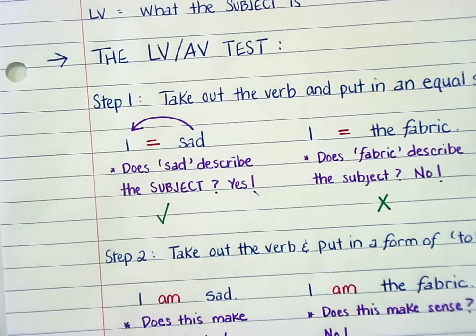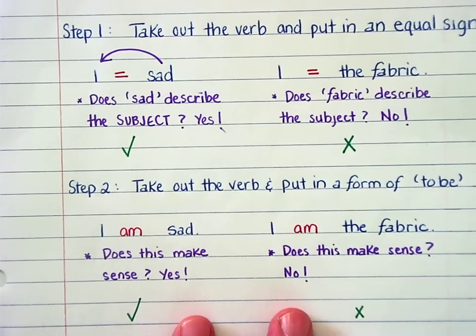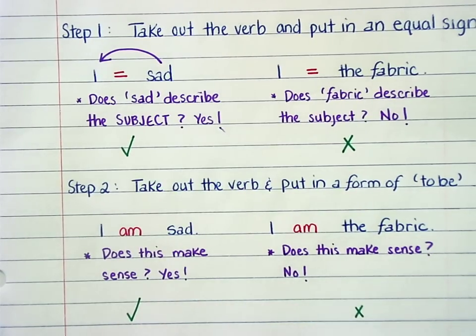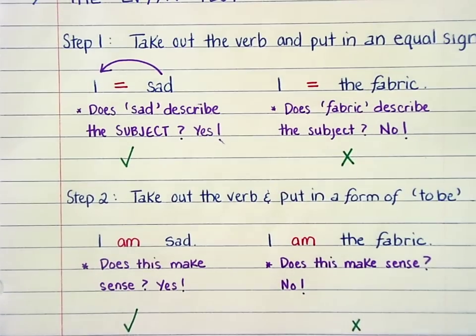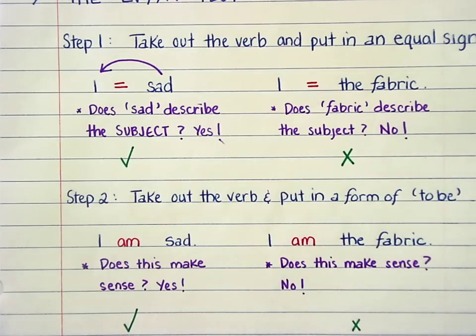In step number 2, you take out the verb again, only this time you put in a form of to be. Am, are, is, was, were, be, being, been. Put in the form of the verb to be that makes sense. So if it says we, you'll say we are, not we is. In this sentence, I feel sad, I take out the word feel and put in I am sad. Does it still make sense without changing the meaning? Yes. So this passes the second test. I am the fabric does not make sense. So this fails the second test. It must pass both tests in order to be considered a linking verb.